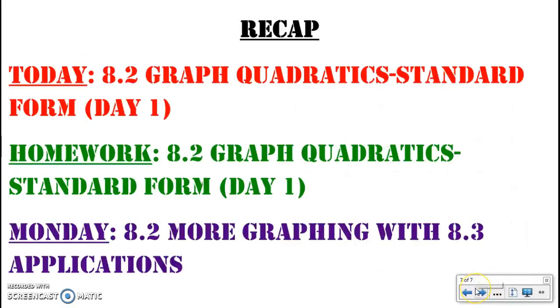Today's the first day we're going to graph quadratics in standard form. On Monday, we're actually going to do a little bit more, especially with applications. So make sure you really understand this. If you have any questions, raise your hand and ask. When you finish the guided practice problems, have us check them out and see how you're doing.